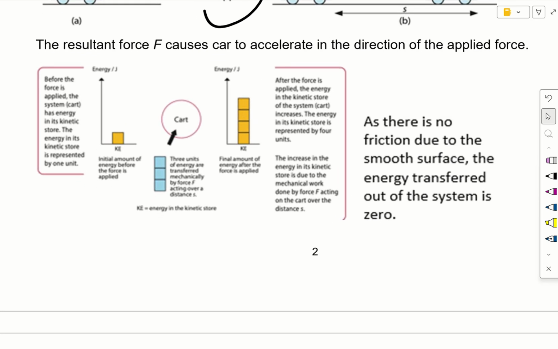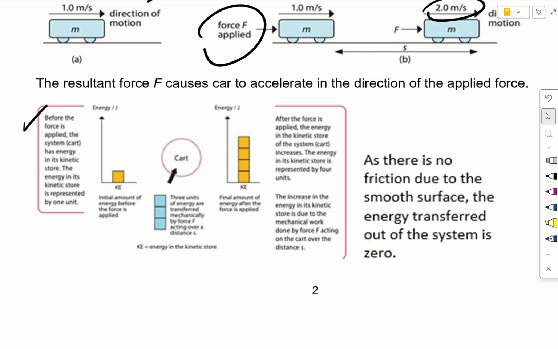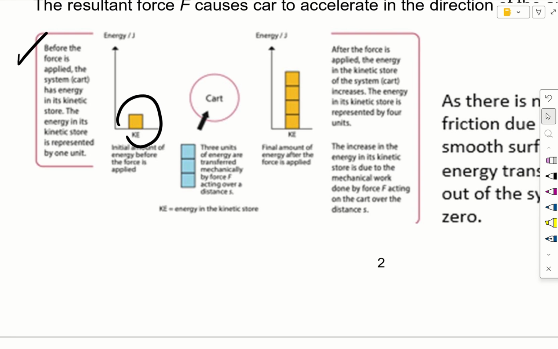Before the force is applied, the system or the cart has energy in its kinetic store. The energy in its kinetic store is represented by 1 unit. But why is it 1 unit? It's just an arbitrary number, so this is just a model to show how the energies are being transferred. So this is the initial amount of energy before the force is applied.